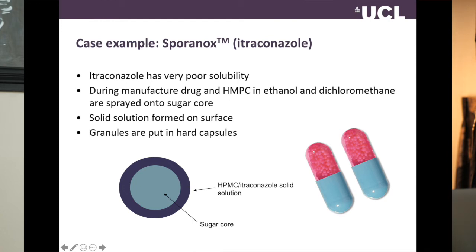A good example of a marketed product which is a solid amorphous dispersion is Sporanox. Sporanox is a formulation of itraconazole, and itraconazole has very poor aqueous solubility. On the plus side, you only need a very small amount of itraconazole to get a therapeutic effect. So when you buy Sporanox as a product, it looks like on the screen in front of you. It's a blue and pink capsule filled with granules.